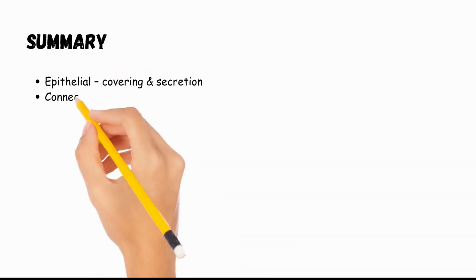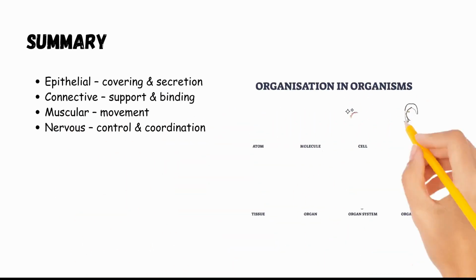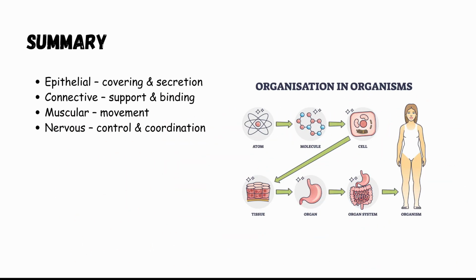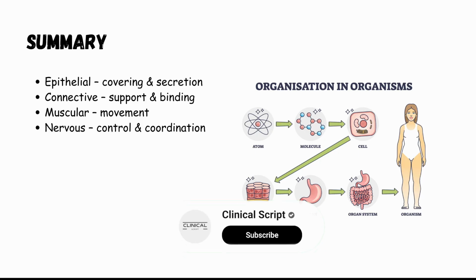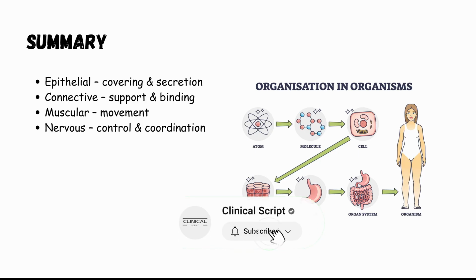To conclude, the human body is made up of four elementary tissues: epithelial tissue for covering and secretion, connective tissue for support and binding, muscular tissue for movement, nervous tissue for control and coordination. Together, these tissues form organs and systems that allow the body to function as a unified whole.